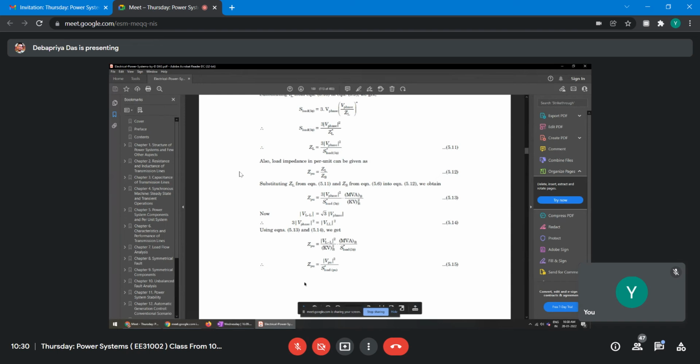This is V line to line square by kV base square, which becomes V_PU square in per unit. And this is also S_load three phase divided by MVA base, which will be S_load per unit. So Z_PU will be V_PU square upon S_load per unit conjugate. This way we can easily transform this.